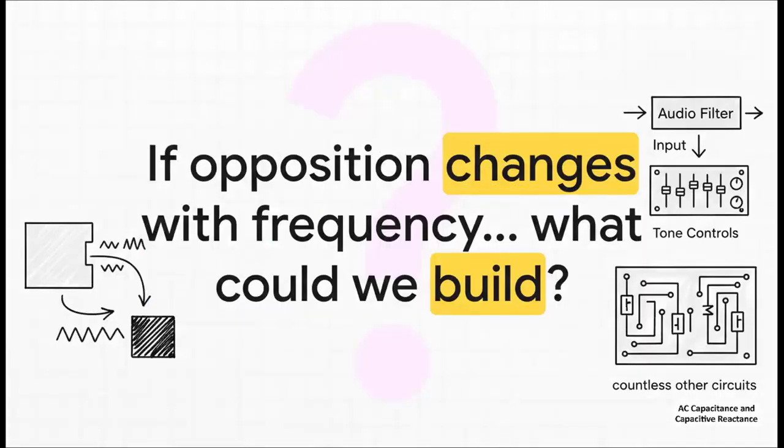And this all leads to a final, really powerful idea. If a capacitor acts like a gatekeeper that lets high frequencies pass through easily while blocking low frequencies, what does that mean you can build? This single principle is the heart of every audio filter, every equalizer on your stereo, and countless other circuits that shape our world. It's not a weird glitch, it's a feature, and it's one of the most powerful tools in all of electronics.